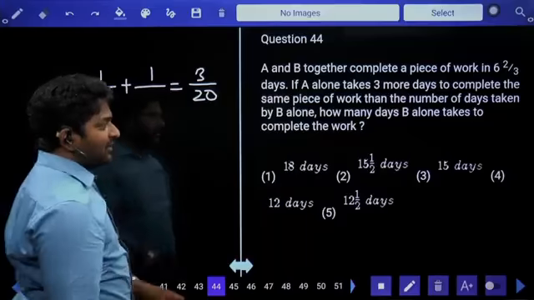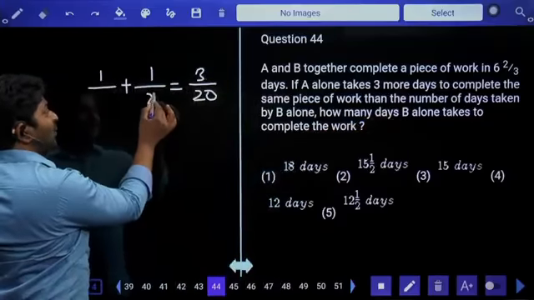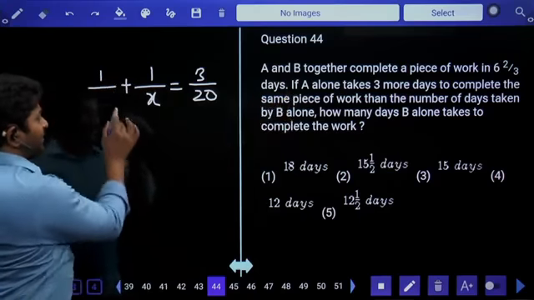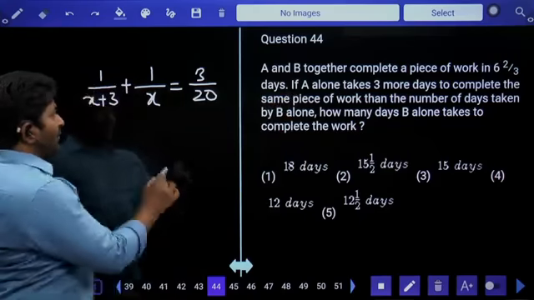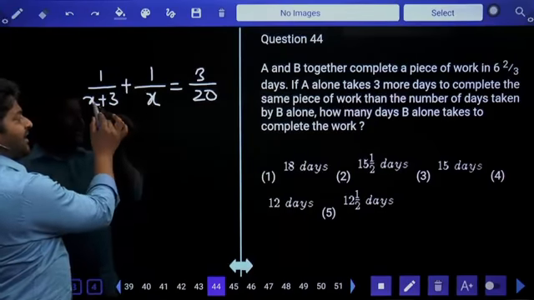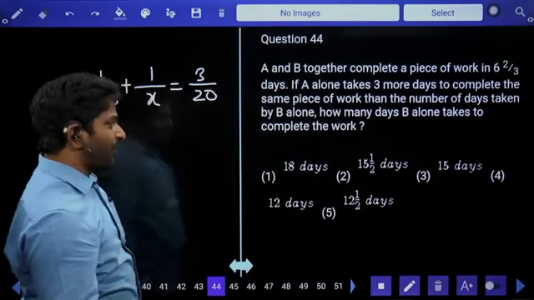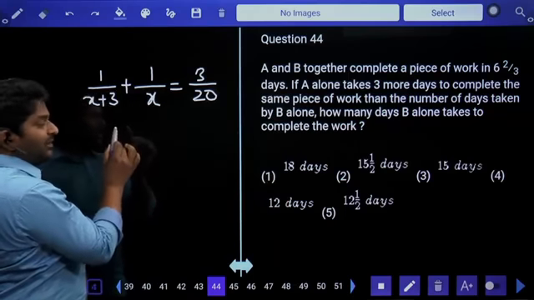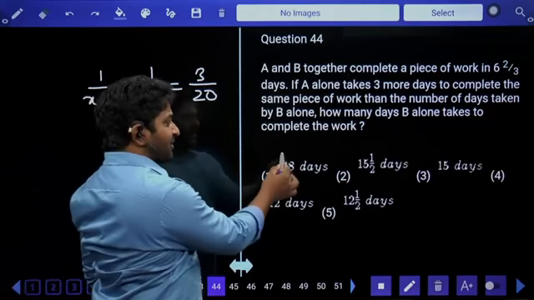According to the condition, your question is about the time taken by B to complete the work. Let it be X days. 1 hour work of B is 1 by X. And A takes 3 more days, that means X plus 3. So now, when you calculate the LCM for X and X plus 3, that will be either 20 or a multiple of 20. Now observe the value. If X is equal to 18, 18 plus 3 is 21. 21 and 18, never will you get 20. Hence, first option is eliminated.